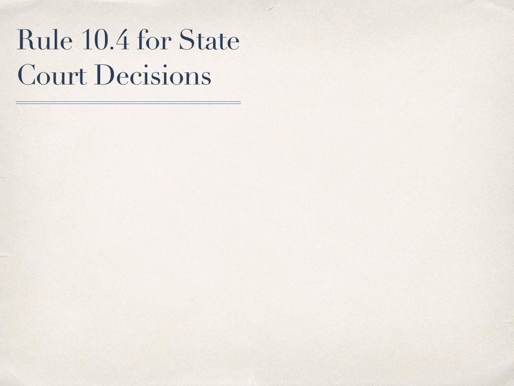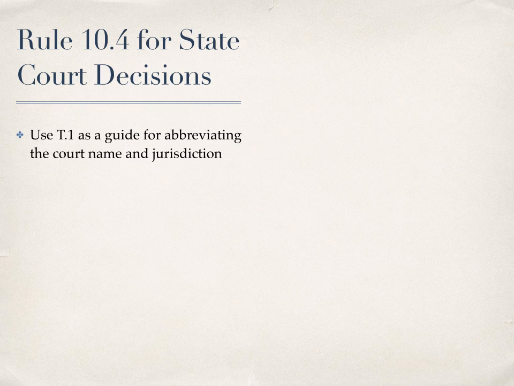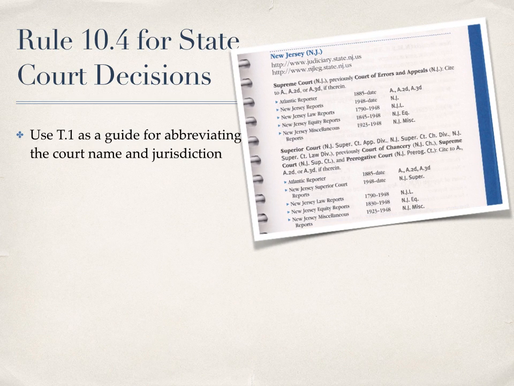Now let's break down Rule 10.4 for state court decisions. You're going to want to have your Blue Book handy for this one, though I will reproduce some of the tables up here for your convenience. Let's look up Illinois in the state section of T1. Now, whenever we're going to craft a state court decision citation, the parenthetical is going to require us to use T1 as a guide for abbreviating that court name and jurisdiction. Right here you have the example from New Jersey. Notice that the names of each court are in bold. Immediately after the name of the court is a parenthetical containing an abbreviation. That abbreviation is generally what you will include in your cite before the dated decision.